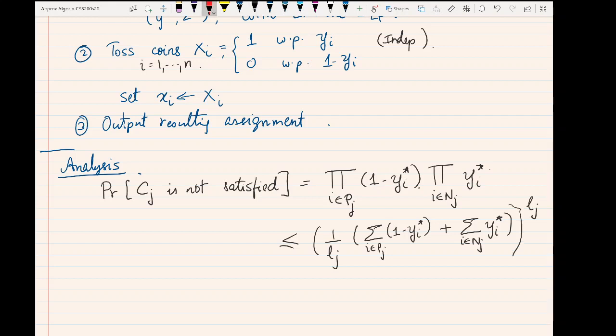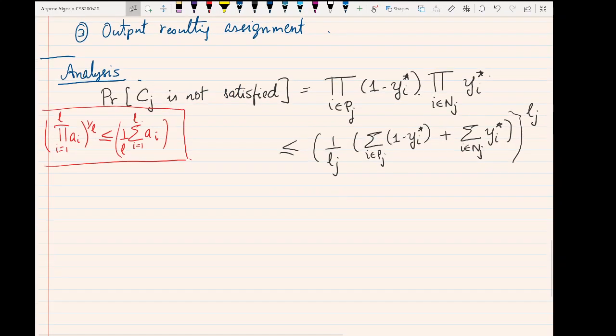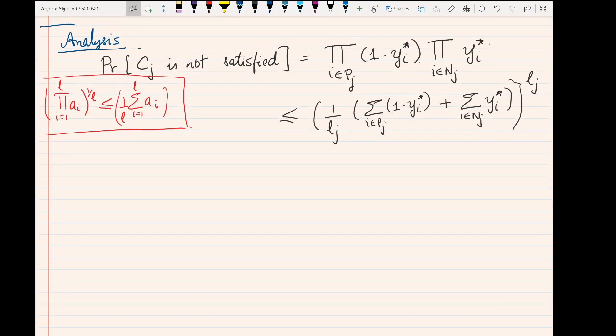Okay, here I've just used the following fact that the geometric mean is at most the arithmetic mean. And now we go ahead and try to manipulate this expression to get something like the LP objective value. Now we immediately transform this first of all using a simple thing.